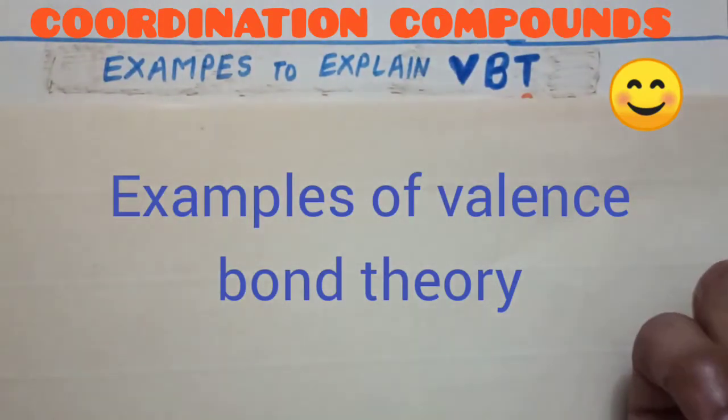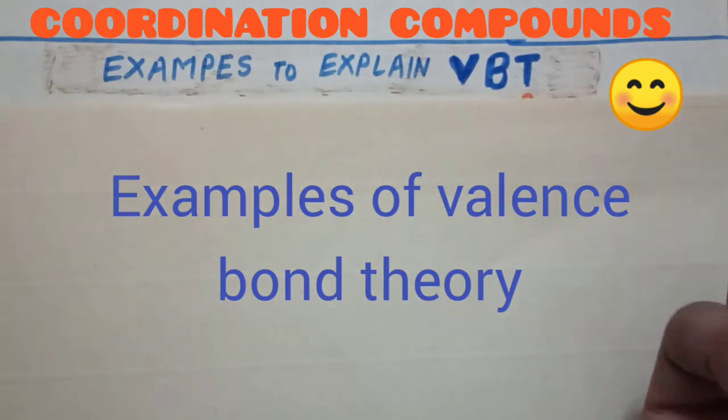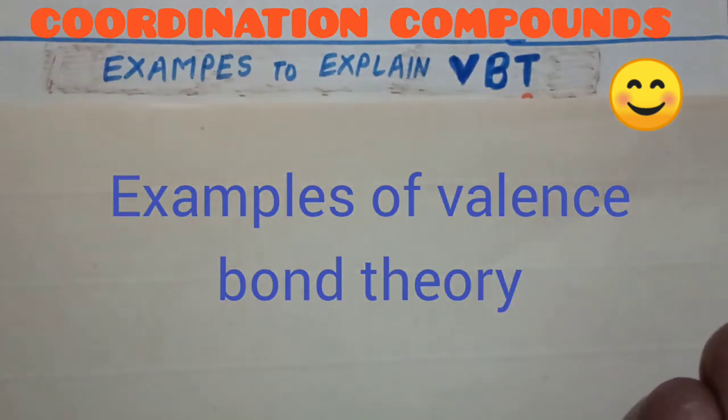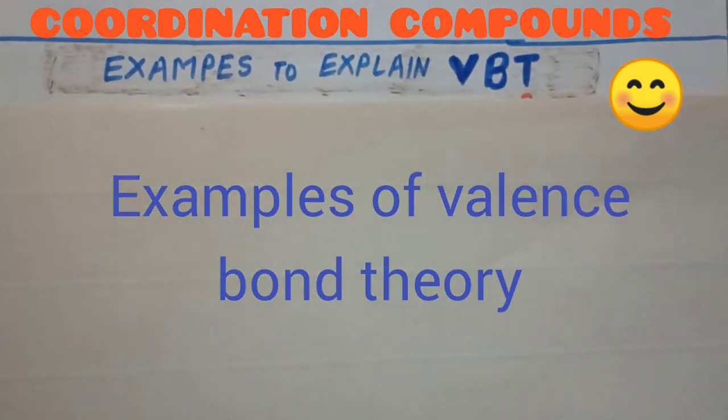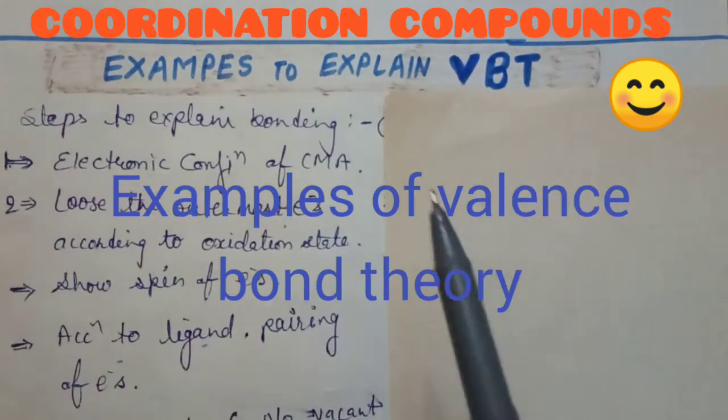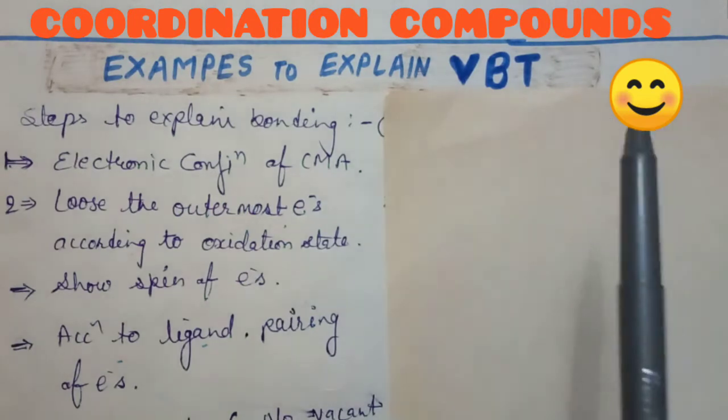Chemistry class. In the last video we discussed Werner's theory and valence bond theory. In this video we will discuss examples according to valence bond theory. I have already taught you the key points to explain the examples by VBT.